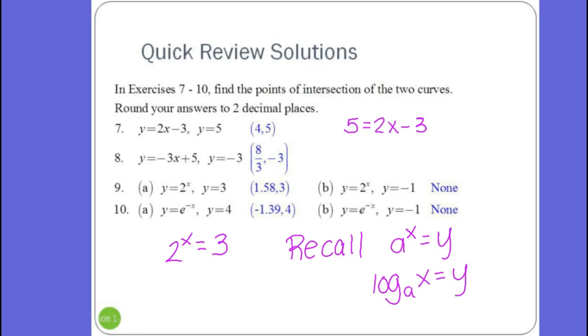In 9, they intersect at (1.58, 3), and they intersect nowhere for part B. In 10, they intersect at (-1.39, 4), and in part B, they intersect nowhere.